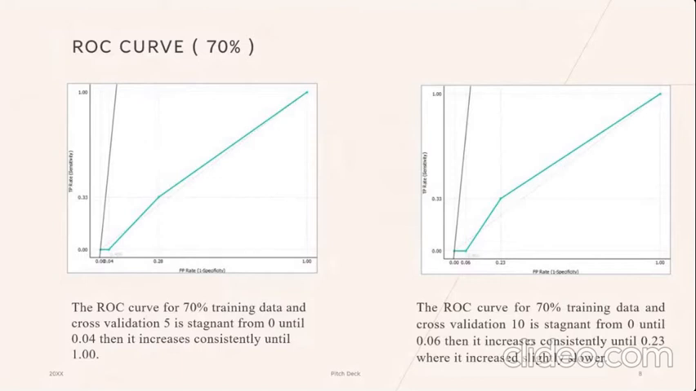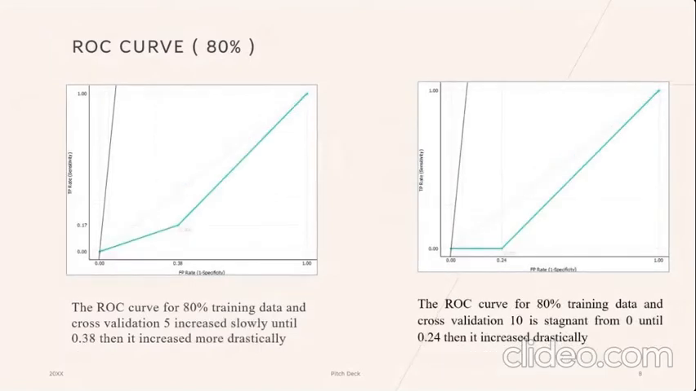So the ROC curve for 70% training data with cross validation of 5. It is stagnant from 0 until 0.04 for the x-axis. Then it increases consistently until 1.0. As for the ROC curve for 70% for cross validation 10, it stayed constant from 0 until 0.06 and then increased consistently until 0.23 and then it increased slightly slower after that point.